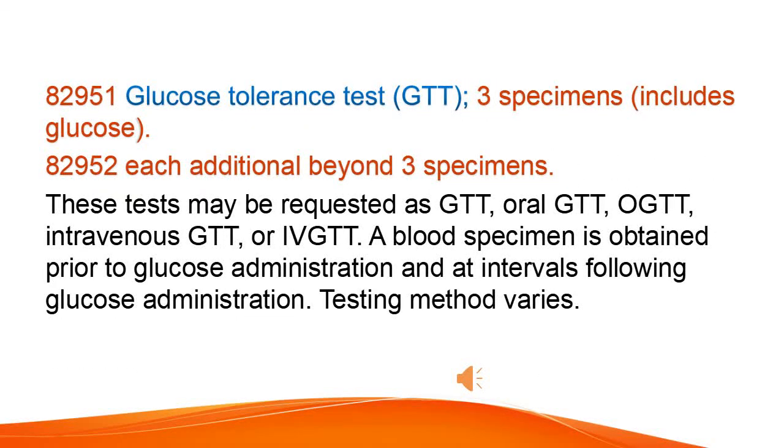Glucose tolerance test, GTT, 3 specimens, includes glucose. Each additional beyond 3 specimens. These tests may be requested as GTT, oral GTT, OGTT, intravenous GTT, or IVGTT. A blood specimen is obtained prior to glucose administration and at intervals following glucose administration. Testing method varies.